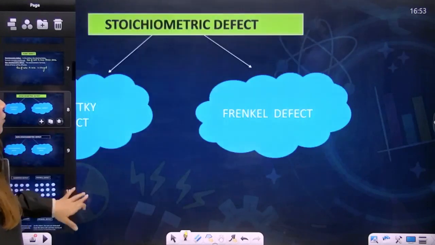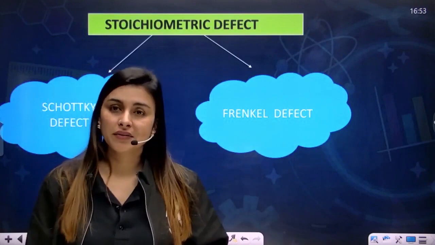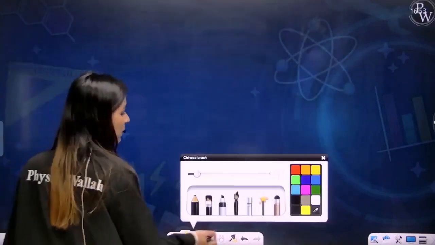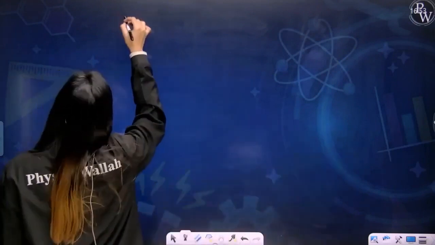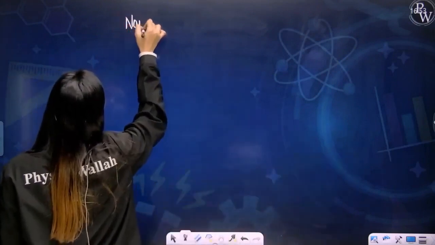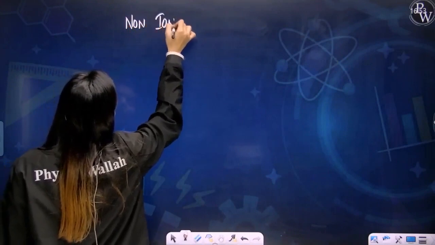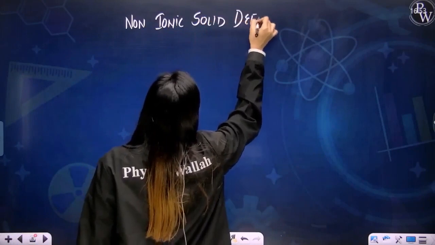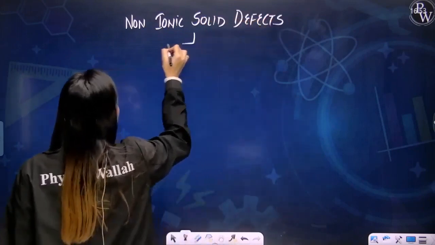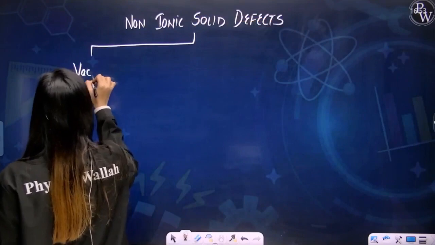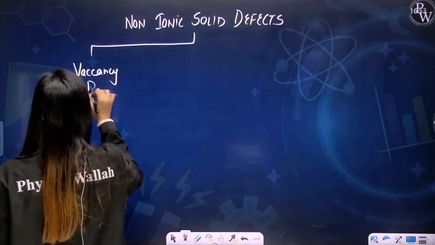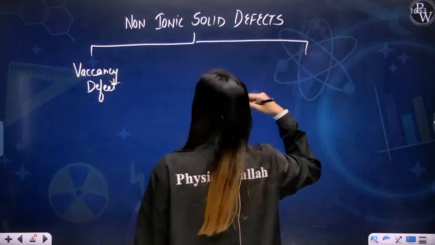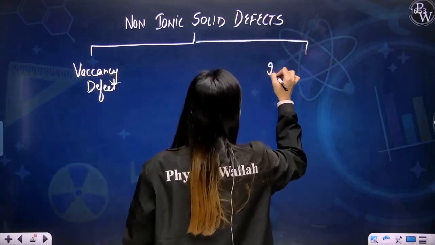Okay, now we will be discussing the stoichiometric defects first. Before discussing the stoichiometric defect, let's discuss the defect. Let's discuss the non-ionic solid defects. They are majorly classified as vacancy defect and this is your vacancy defect, and that is your interstitial defect.